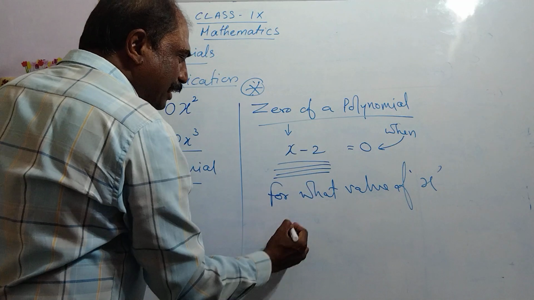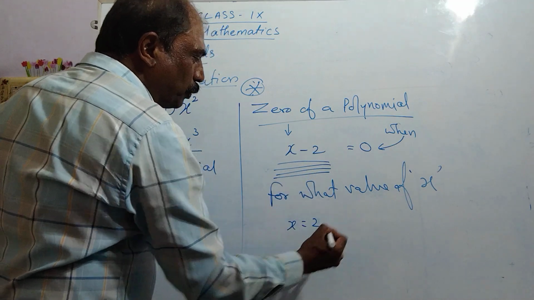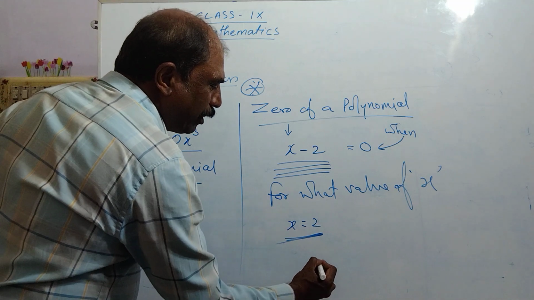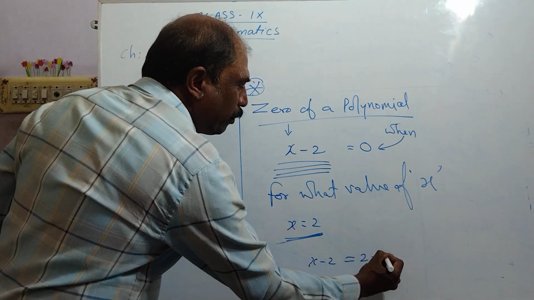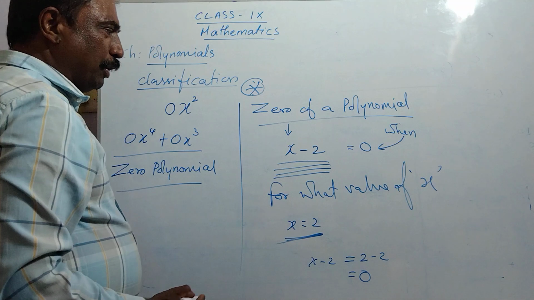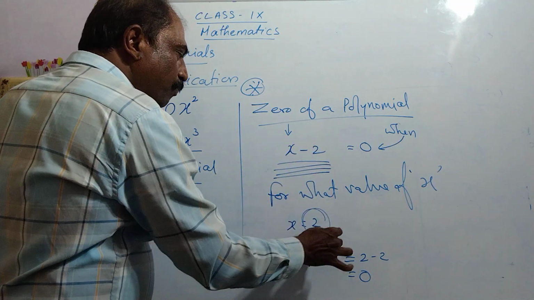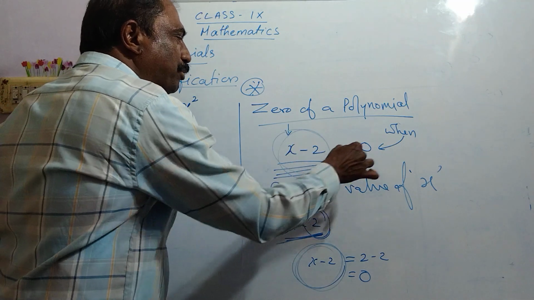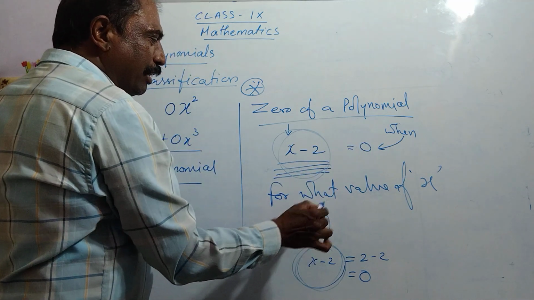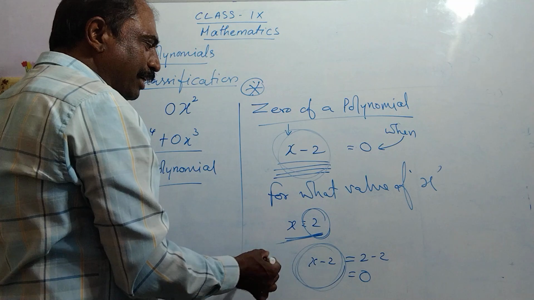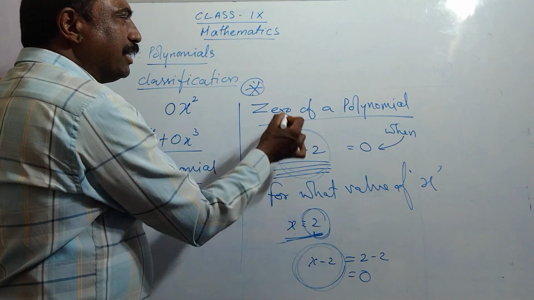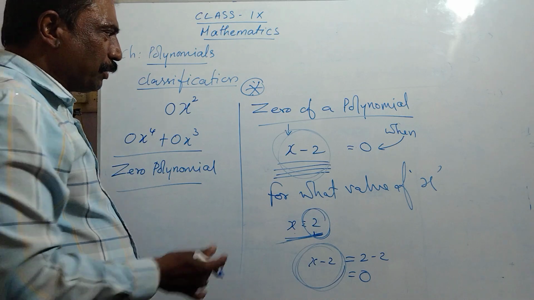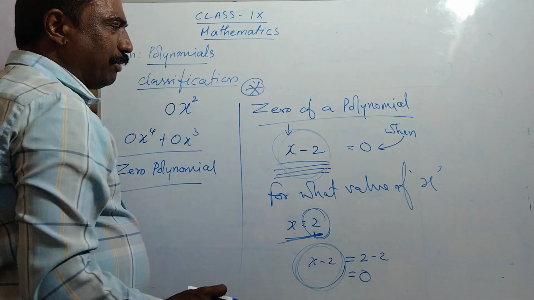When x takes the value of 2, this x minus 2 is equal to 2 minus 2, that is equal to 0. So when x becomes 2, the whole polynomial becomes 0. Therefore here we say x equal to 2 is the 0 of this polynomial. Okay, clear? So the 0 of this polynomial is x equal to 2.